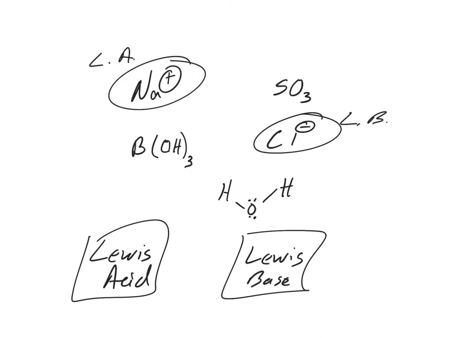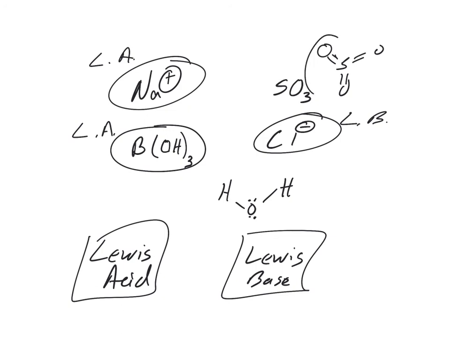Boron, right, doesn't have a full octet. So this would be boron with 3 OHs around it. So it only has 6 electrons around it. So it's actually going to be electron deficient. So it's also a Lewis acid. SO3, if you think about the central atom as sulfur, it's going to look like that. That sulfur is going to be pretty electron deficient. So this is also a Lewis acid.